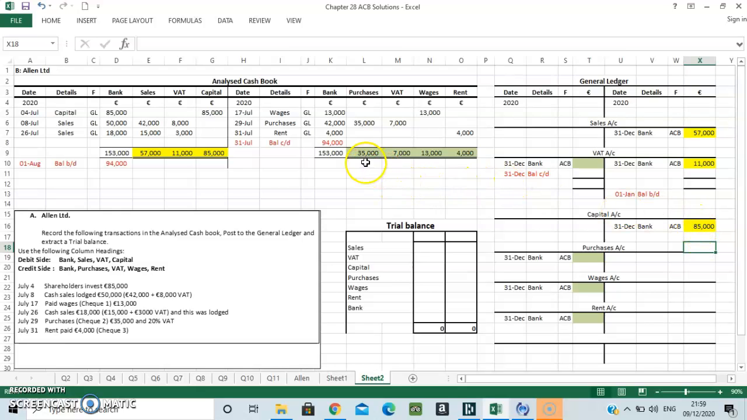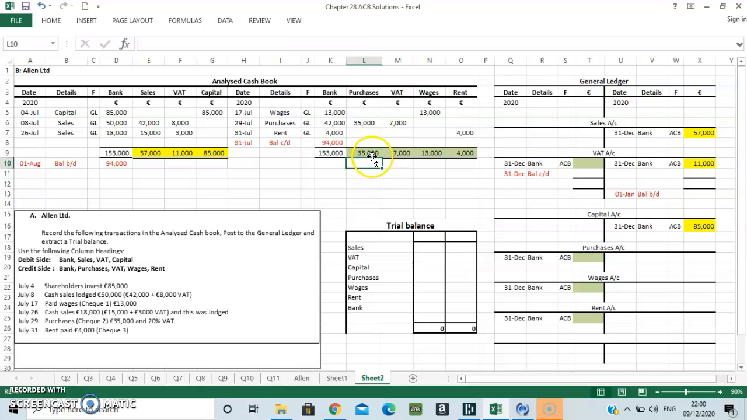Now we move to these analysis columns. Of course, we don't need to transfer the bank column because we already have a balance for that. It's 94,000. So we're going to look at these four. And these four are purchases, VAT, wages, and rent. And these are going to come from the credit side of the bank account to the debit side of the ledger. Again, following our double entry principle. For every debit, there has to be a credit, and for every credit, there must be a debit.